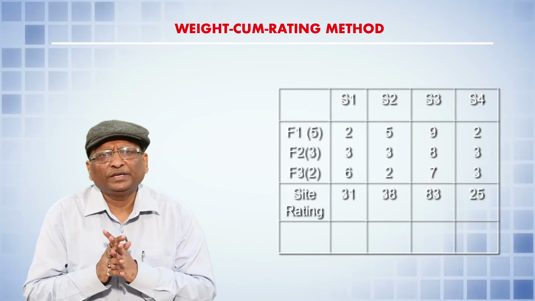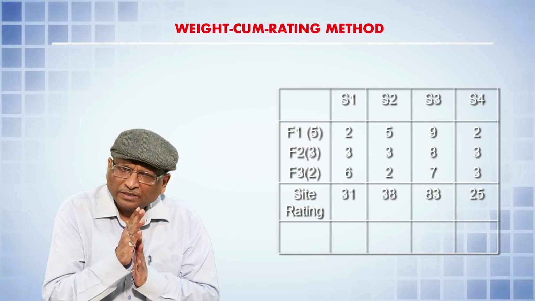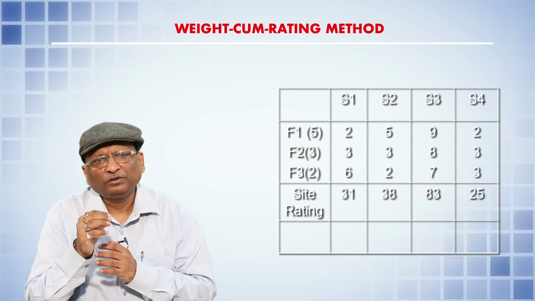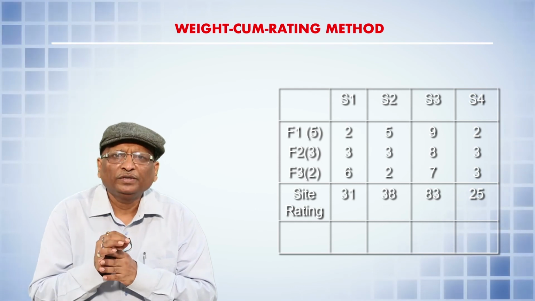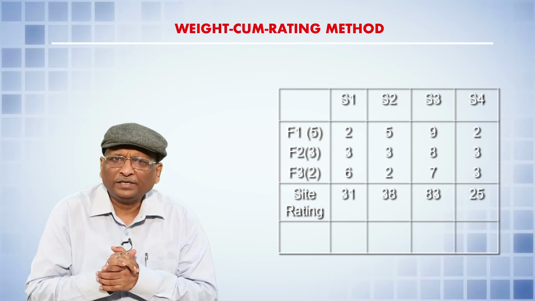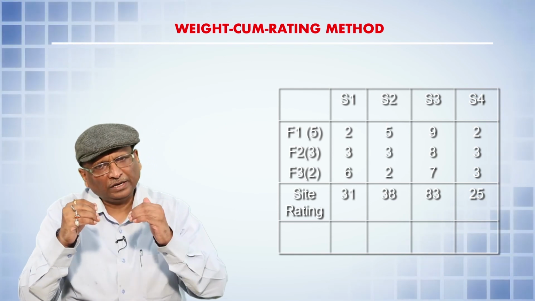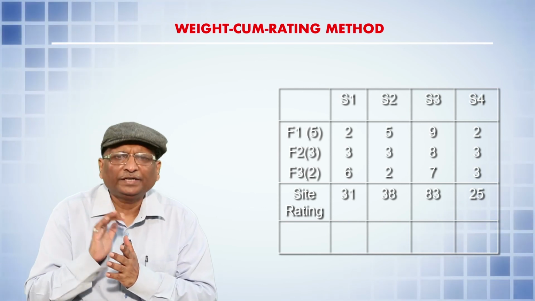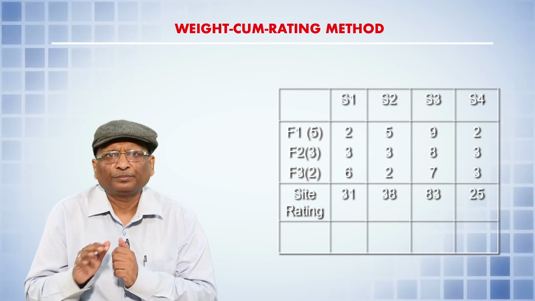Now, another important one is the weight cum rating method. You will find a similar type of situation where we have given the weight from 0 to 5 or 1 to 5. Similarly, we have given weight to sites and then multiplied the weight of the factor to the weight of the site, and then we have summed up. So, we found that site 3 scores highest. So, we will go for site 3.